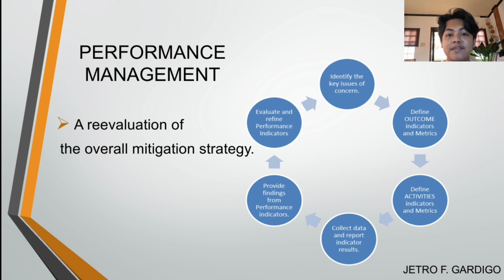First, we have to identify the key issues of concern. Next, define the outcome indicators and metrics. Third, define activity indicators and metrics. Fourth, collect data and report indicator results. Fifth, provide findings from performance and indicators. And lastly, we have to evaluate and refine the performance indicators.